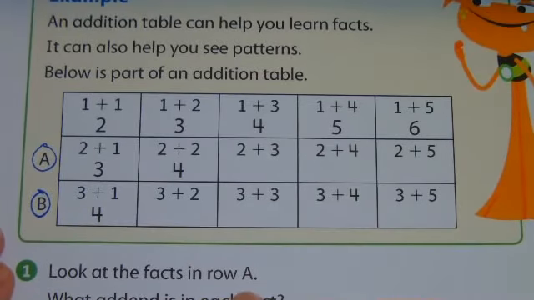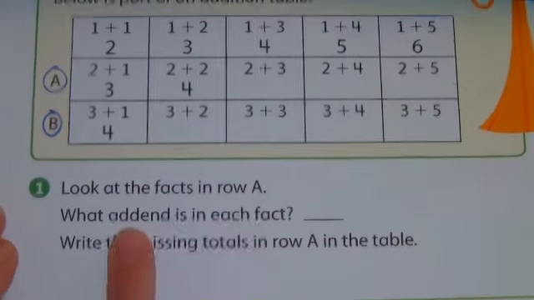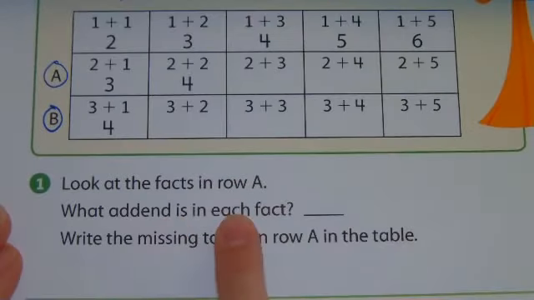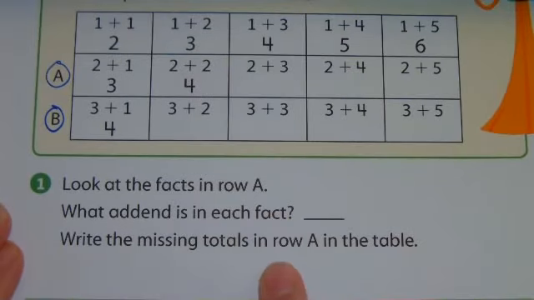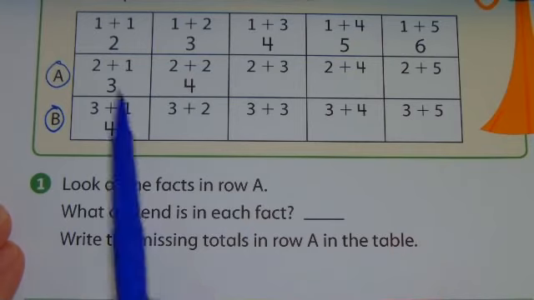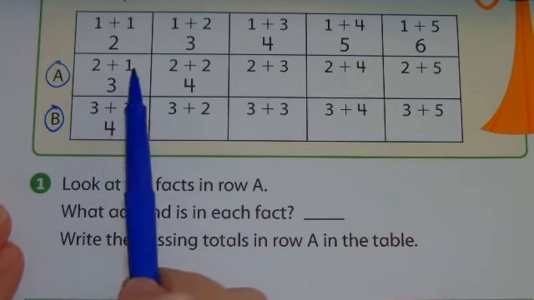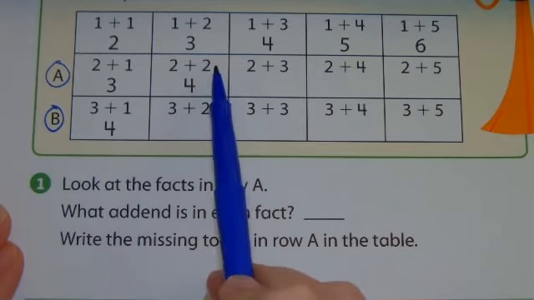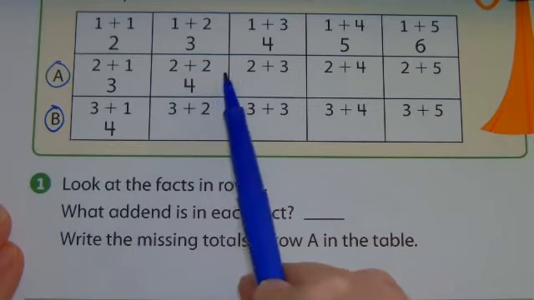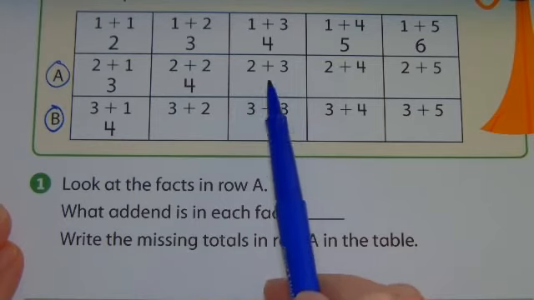Look at the facts in row A. What addend is in each fact? Write the missing totals in row A in the table. So here's row A. 2 plus 1 equals 3. 2 plus 2 equals 4.